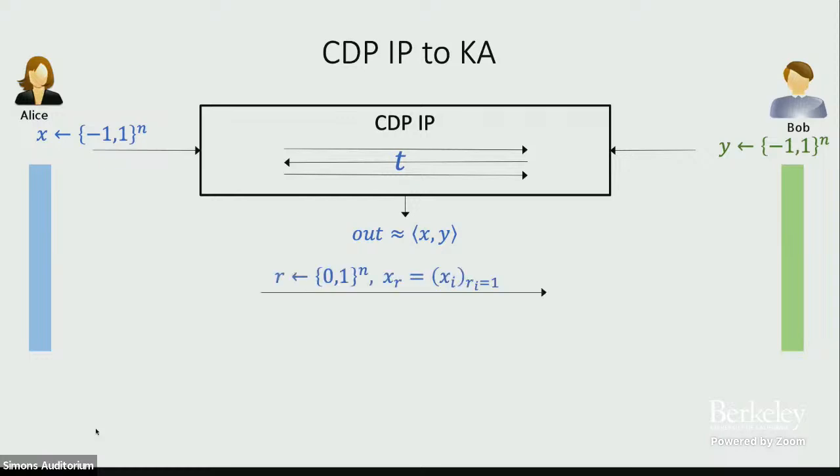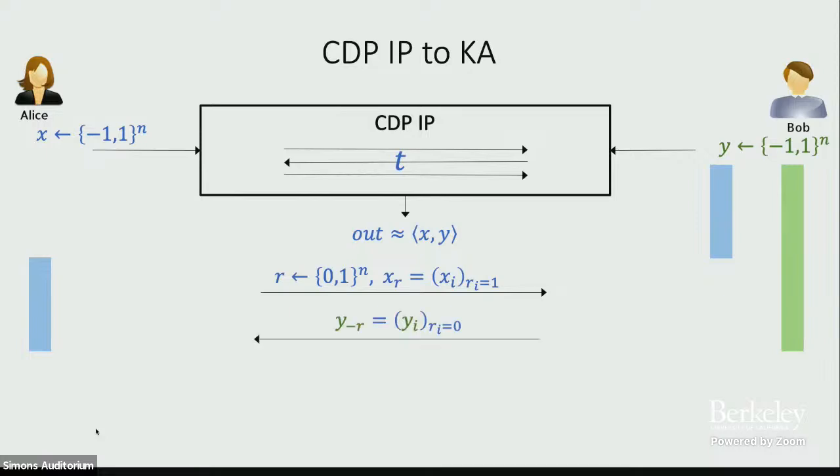And now Alice is going to choose a random vector in {0,1}^n. We are going to think about this vector as a set R, and she's going to send the vector x restricted to the set R. So she is going to send x_R, which is x_i for each entry i for which r_i is equal to 1. Up to an ordering of the entries in the set. It's possible that she sends nothing if R is all zeros.